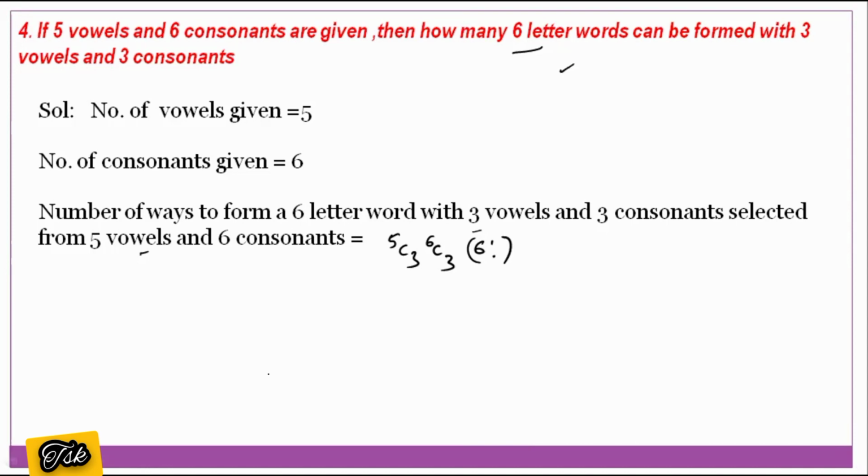After selection, we have to form words with 6 letters, so it can be done in 6 factorial. Since 6-letter words are asked, how many ways we can select 3 vowels and 3 consonants means 5C3 into 6C3, and there ends the matter. Since we need to form 6-letter words, we arrange the selected 6 letters in 6 factorial ways.